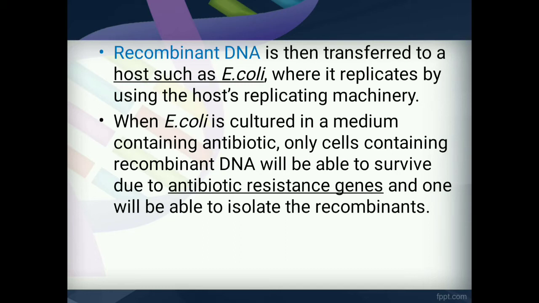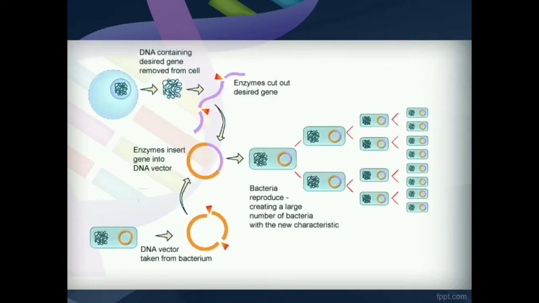When E. coli is cultured in a medium containing antibiotic, only cells containing recombinant DNA will be able to survive due to the antibiotic resistance genes, and one will be able to isolate the recombinants. So, this is how the DNA containing the desired gene is removed from the donor cell, then cut at specific sites forming the sticky ends, and DNA ligase is used to covalently link the two strands into a molecule of recombinant DNA.